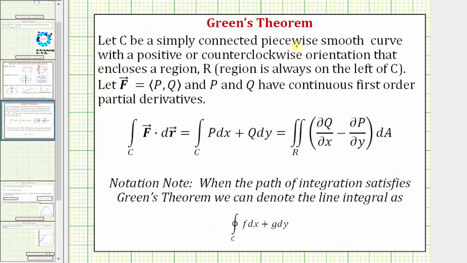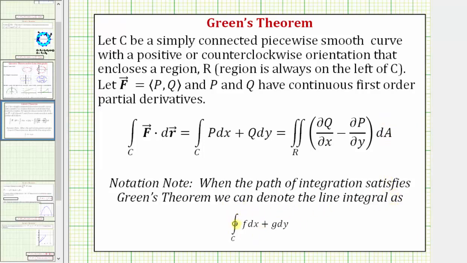Green's theorem states that if we have a simply connected piecewise smooth curve with a positive or counterclockwise orientation that encloses a region R, meaning the region R is always on the left of the curve, then if the vector field F has components P and Q, where both have continuous first-order partial derivatives, then the line integral along the curve C of F dot dr, or the line integral in differential form, is equal to the double integral over the region R of the partial of Q with respect to x minus the partial of P with respect to y, dA.